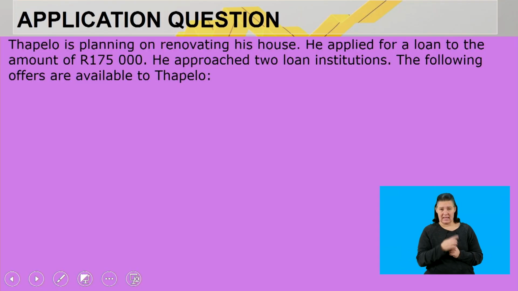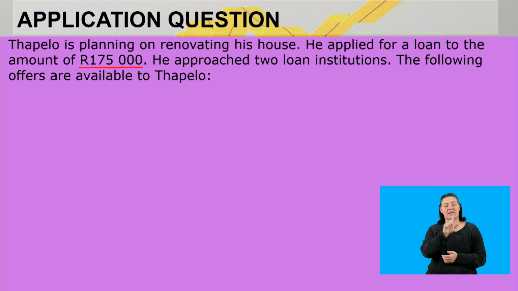Let us now look at the topic of interest. Okay, so here I indicated our first question that says, Tapelo is planning on renovating his house. He applied for a loan to the amount of 175,000 Rand. He approached 2 loan institutions. The following offers are available to Tapelo.